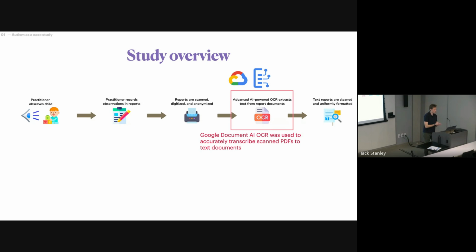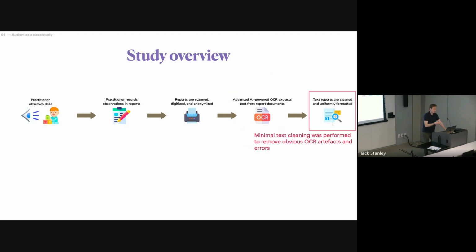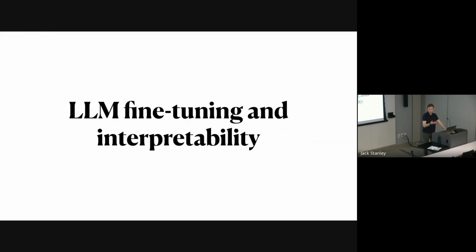Then we used a Google Document AI OCR tool, which was super powerful, by the way. If anyone is working with scanned PDFs, I would highly recommend this tool. It's very, very effective. So this was used, again, to transcribe the scanned PDFs into text documents that our LLM could read. And then we just performed some very minimal text cleaning to remove any obvious artifacts and OCR errors there. So now moving on to the interpretability stage of the study.